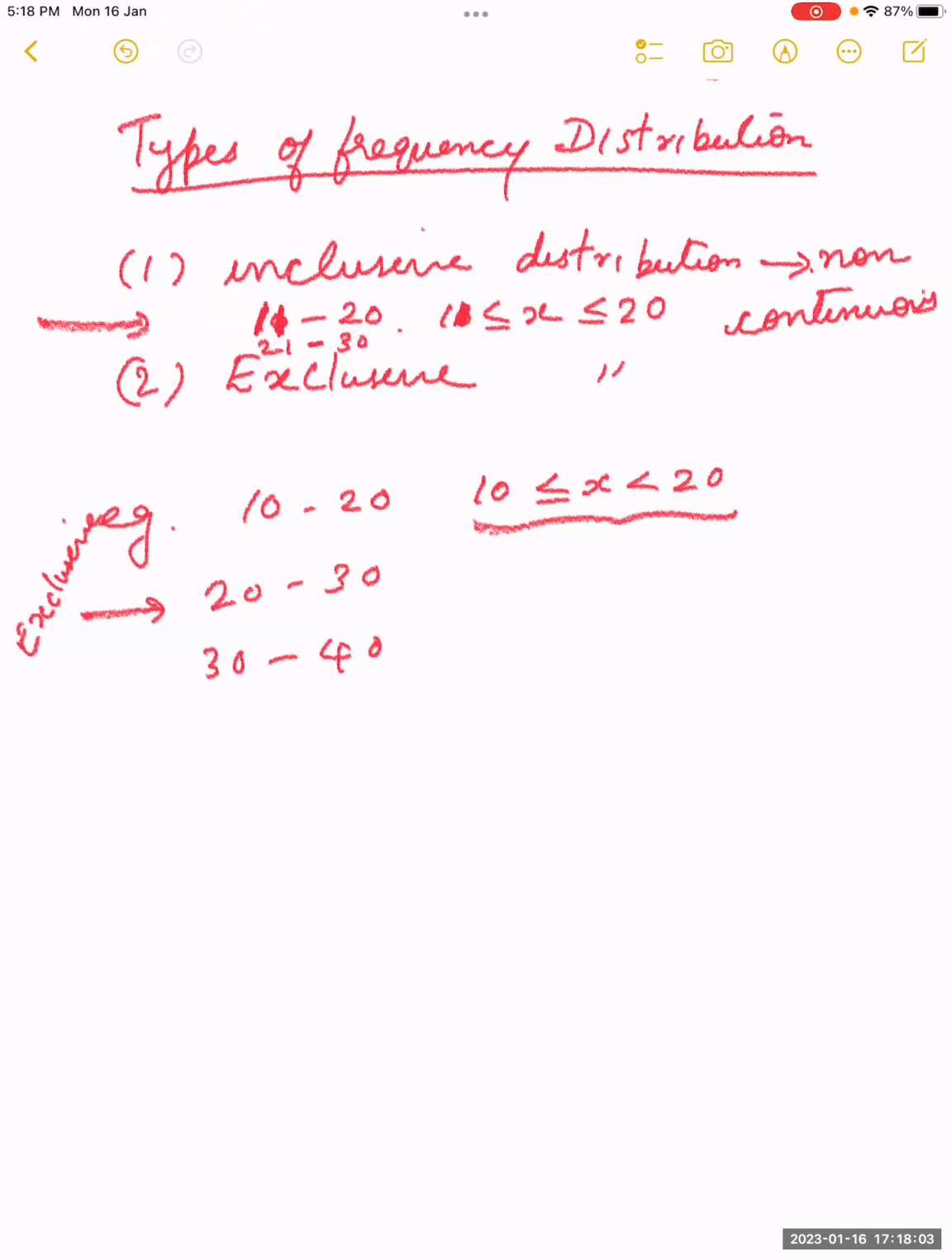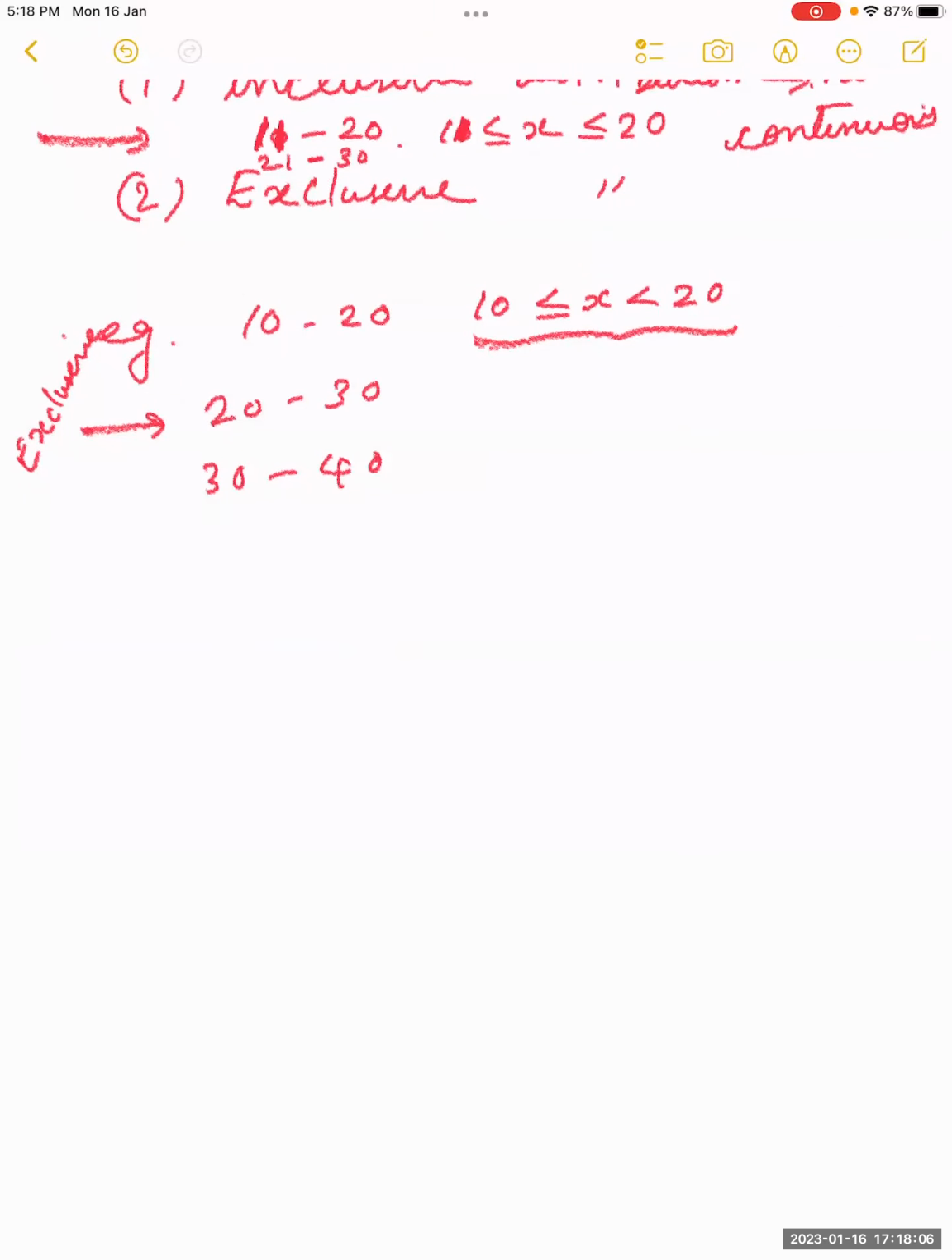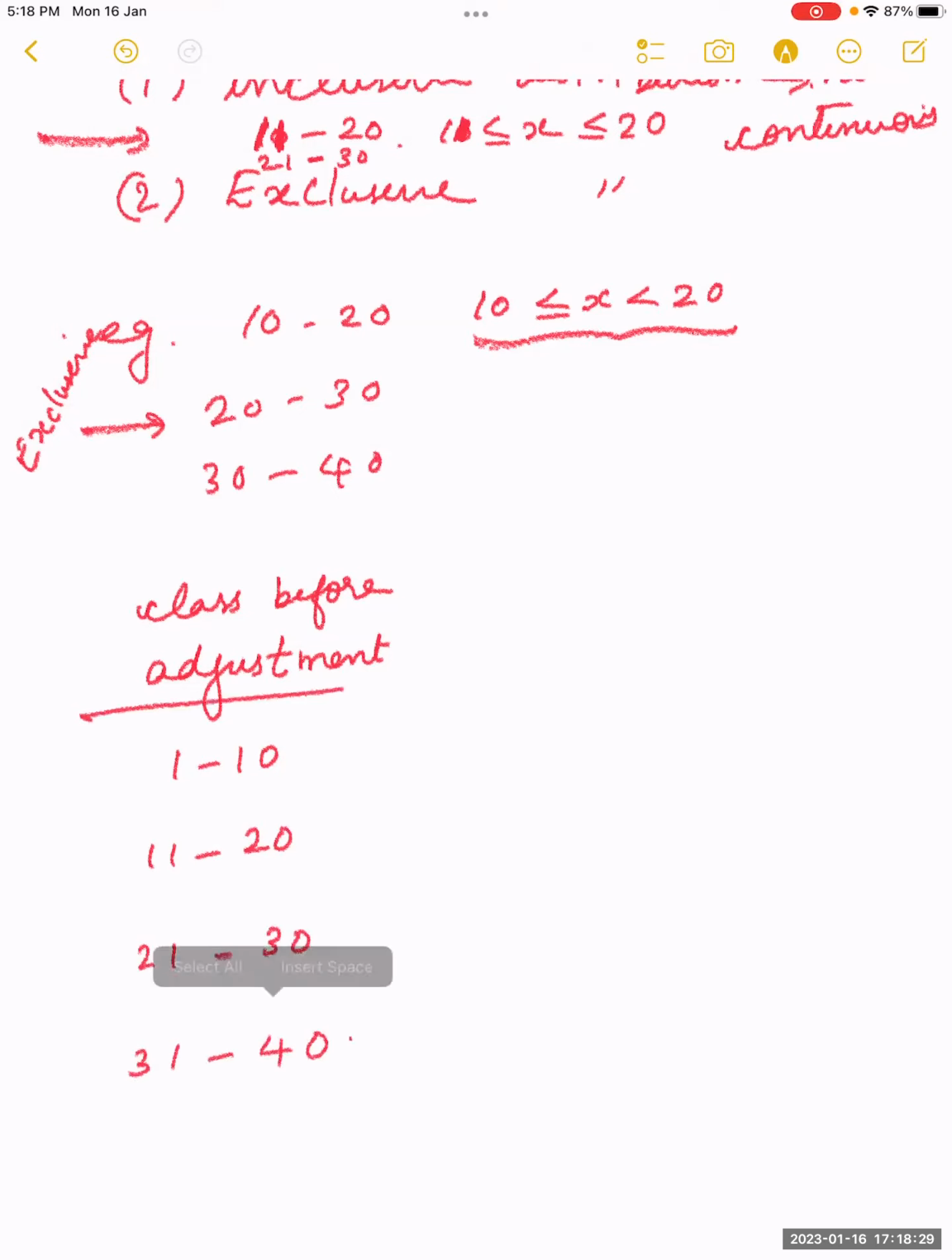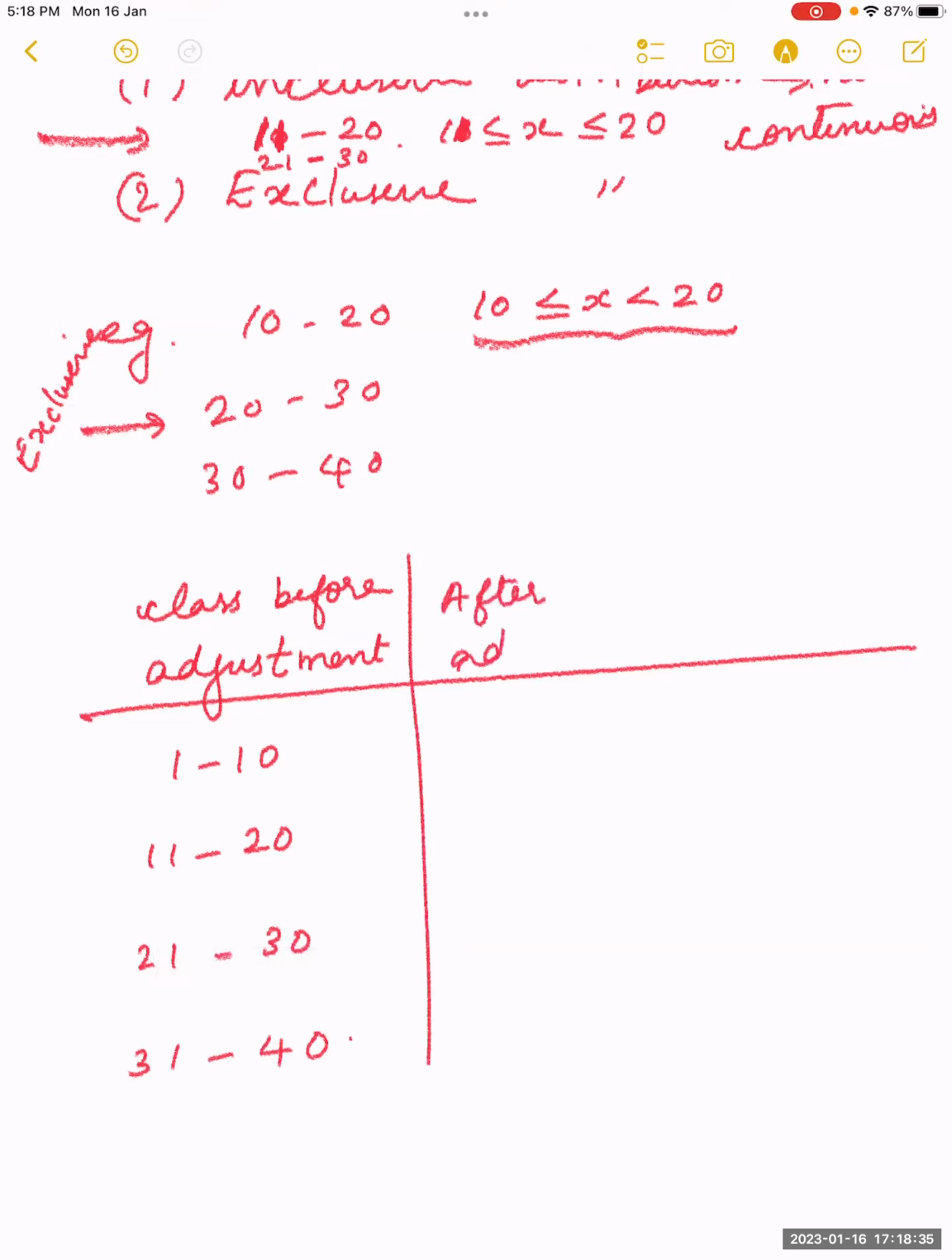Here I'll give you an example. You have classes. Here what they have mentioned is class or marks before adjustment. Before adjustment means that is inclusive distribution. So 1 to 10, 11 to 20, 21 to 30, 31 to 40. This is before adjustment. Now you have after adjustment. After adjustment means you are going to make it exclusive distribution. So this is exclusive. This is inclusive.